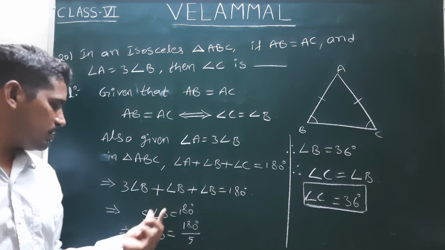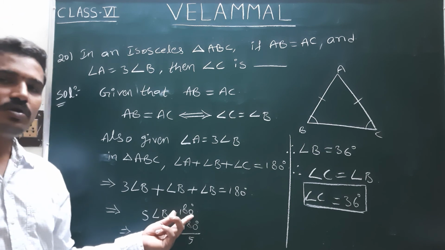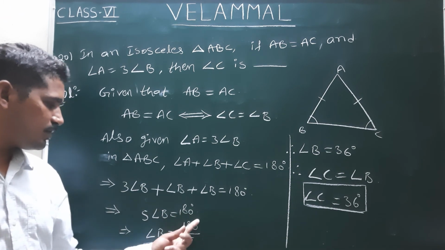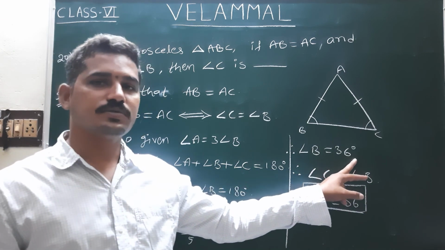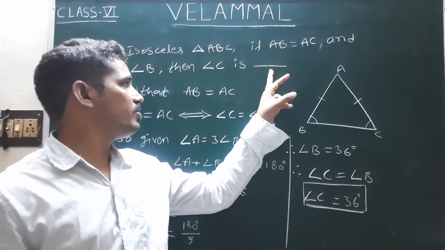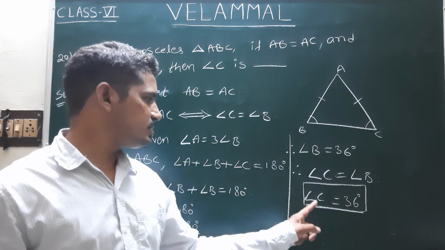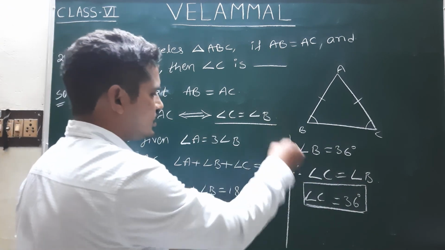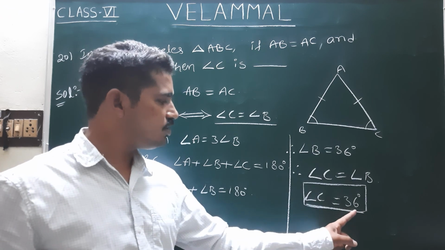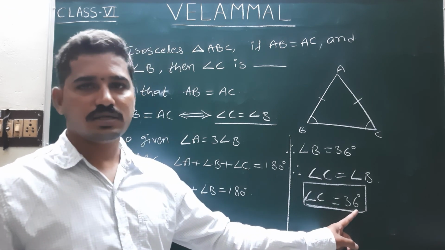So by adding all this, 5 into angle B is equal to 180. By that angle B value will get as 180 by 5. Angle B value is 36. But actually asking to find out the angle C. So by that angle C is equal to angle B. Already we got here. So by using that statement, angle C value also we can say as the 36 degrees.